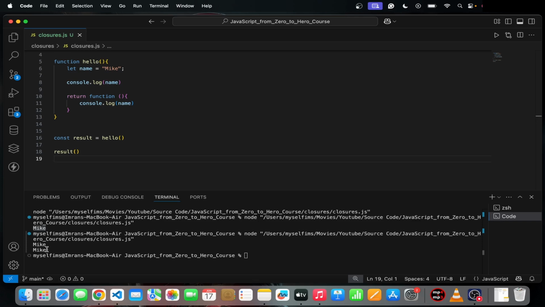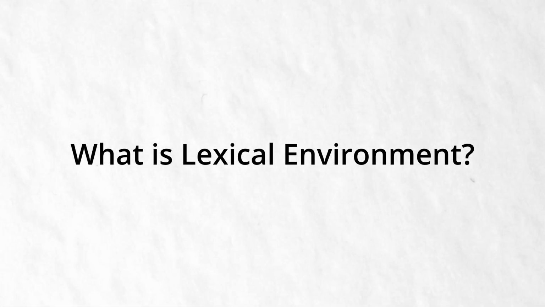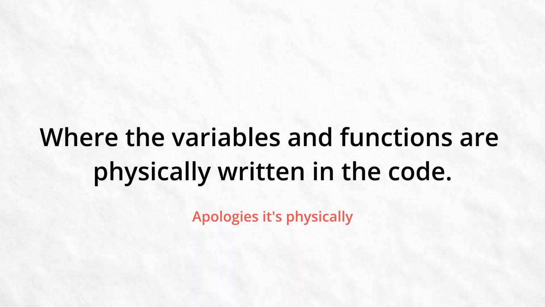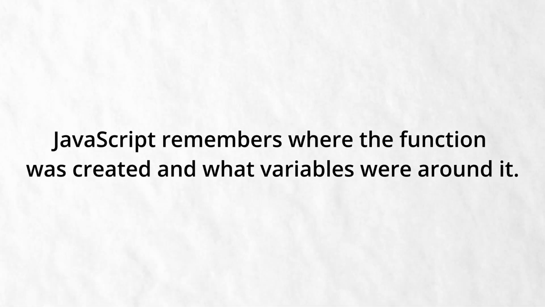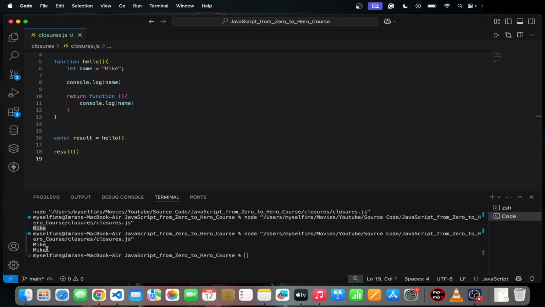Closures happen because of the concept of lexical environment. So what is a lexical environment? A lexical environment means where the variables and functions are physically written in the code. JavaScript remembers where the function was created and what variables are around it. So when the inner function is returned, it remembers the name variable because it was written inside hello, and that's its lexical scope. Even after hello is done, the inner function keeps that memory alive. This is what makes a closure. So in short, a closure is a function along with its lexical environment.